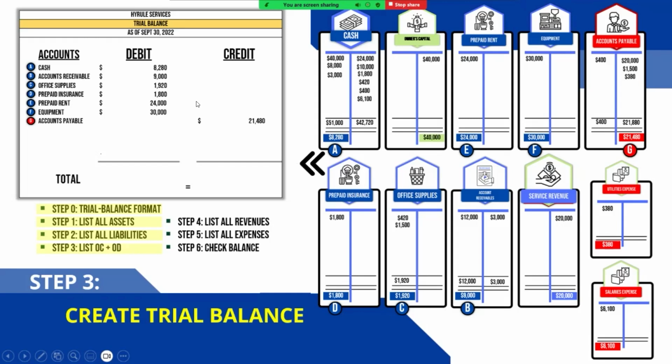The next would be to list our owner's capital and owner's drawings. So owner's capital would be 40,000. And we have no drawings, so we don't have any drawings. And then next would be revenues. So revenues would again be a credit. And then our expenses would finally go last as debits.